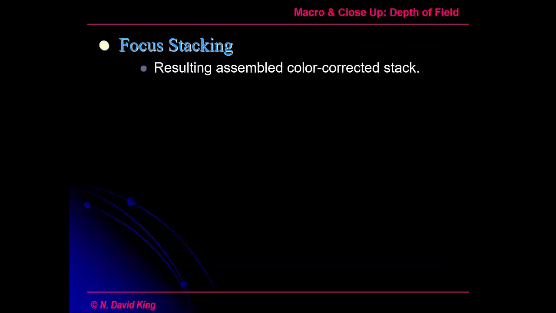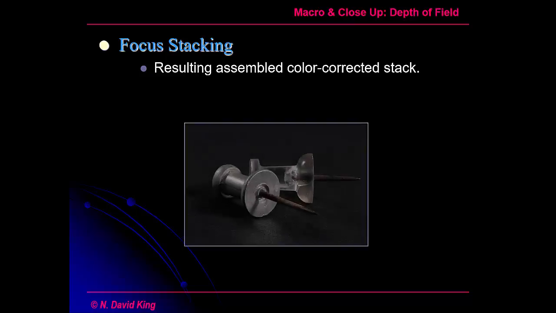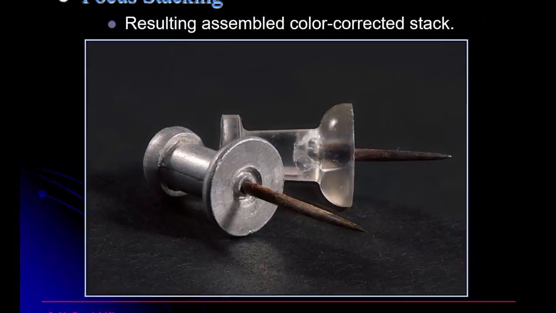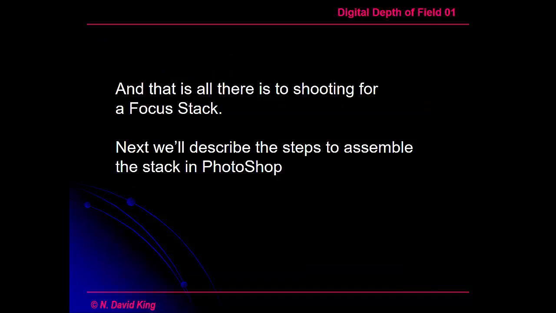And when we do that, and then color correct it, because I had forgotten the white balance when I took those 9 shots, we get a shot that looks like this, where everything from the foreground, this front tip of the pin, all the way to the entire pin in back is sharp and in focus. That would be virtually impossible with a normal camera and a single shot to pull off.